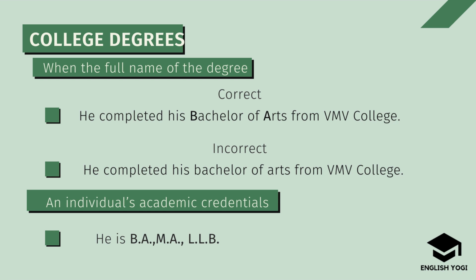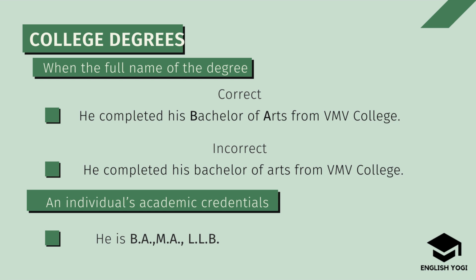And the second example: he completed his bachelor of arts from VME College. If we write that B in lowercase or A in lowercase, that will be wrong, because the rule is that whenever there is the full name of a degree, it should be written with a capital letter at the beginning.